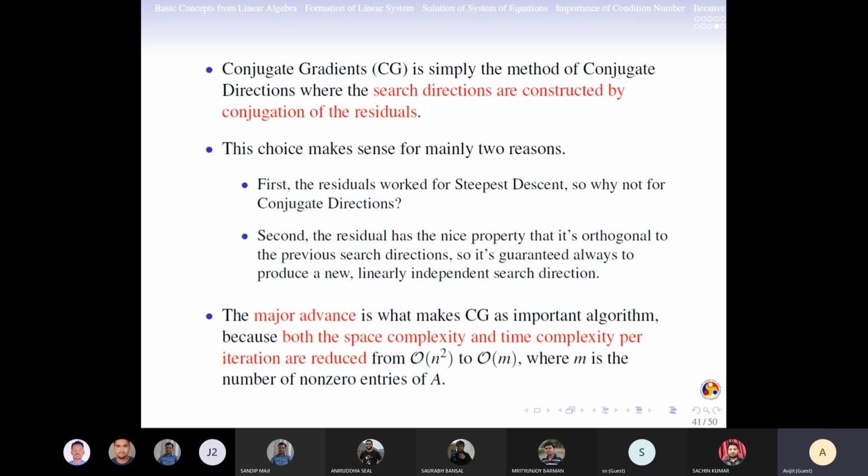Now the major advance that makes CG such an important algorithm is that the space complexity and the time complexity per iteration are reduced, from order of n squared to order of m, where m is the number of non-zero entries of A. So in the conjugate gradient method, very few iterations are needed, and it also takes very little time compared to the other methods, which I will show by some code in the practical computation.